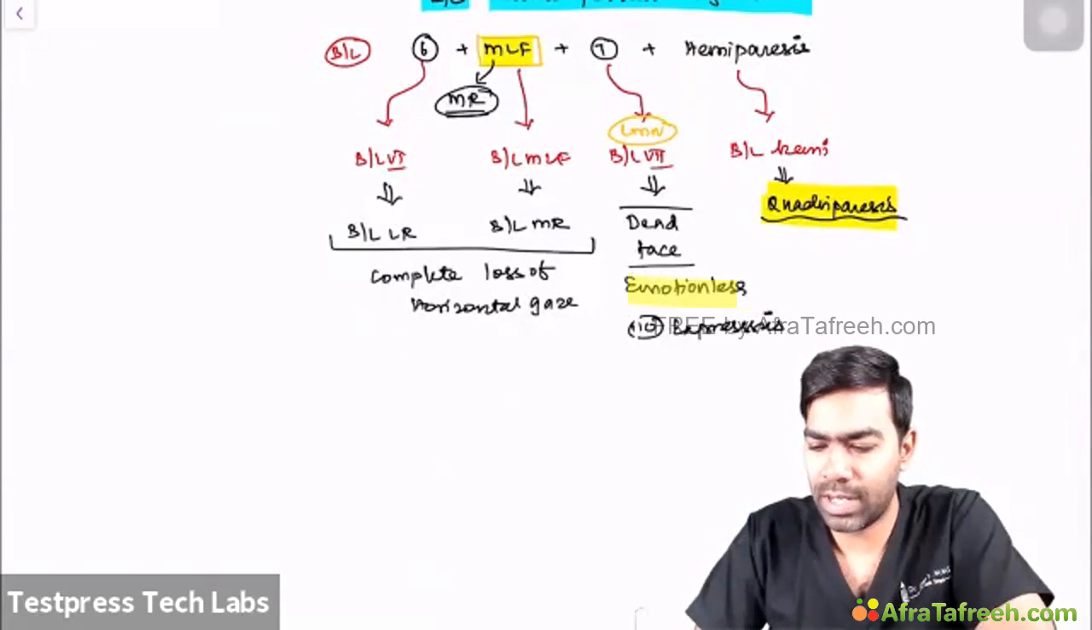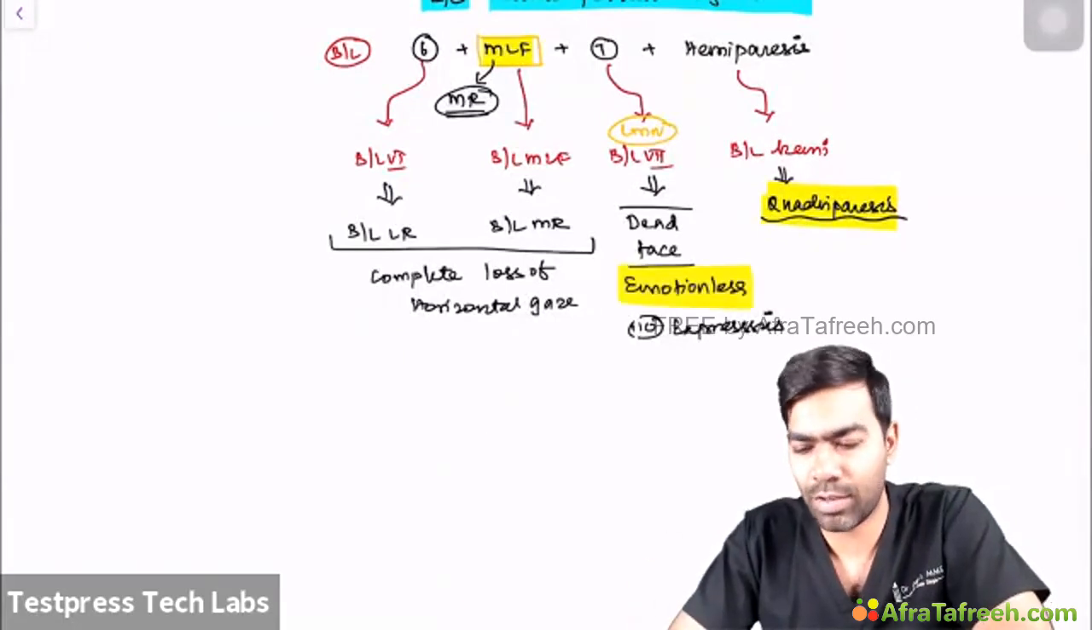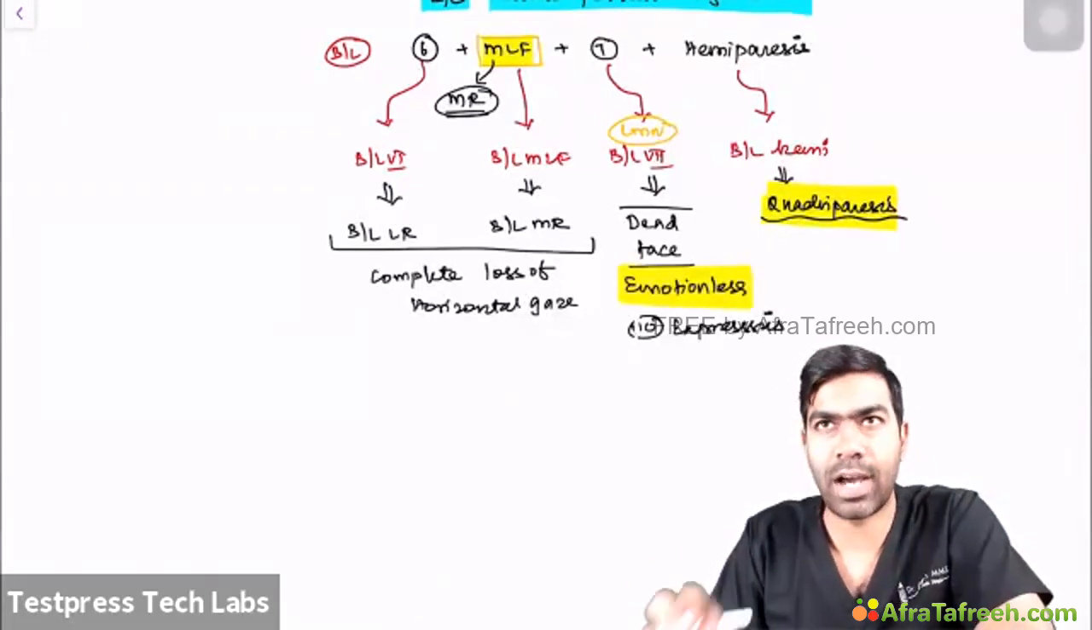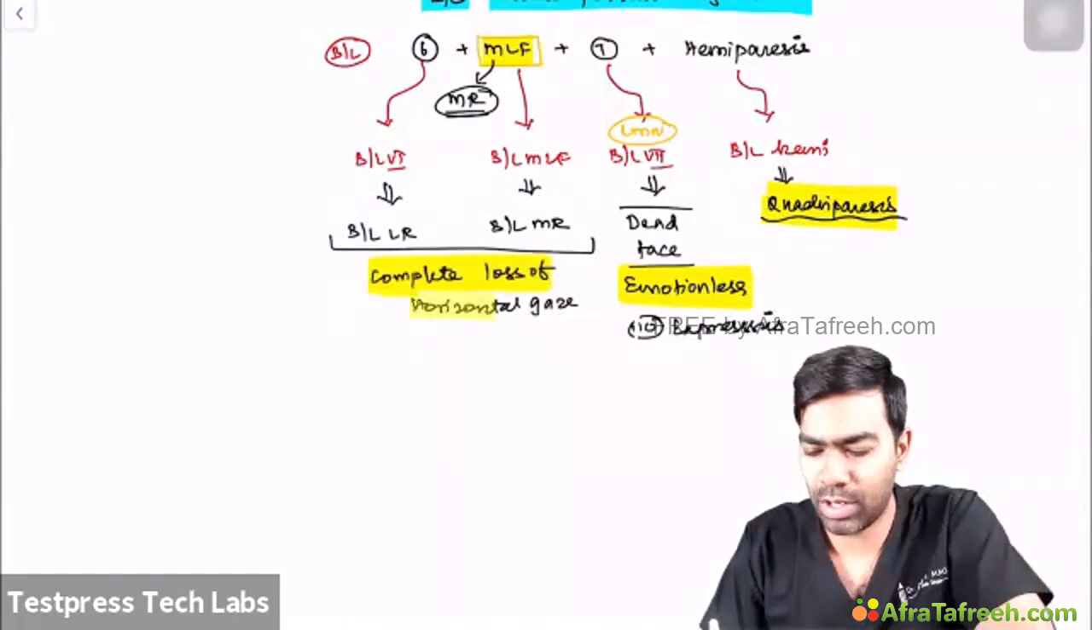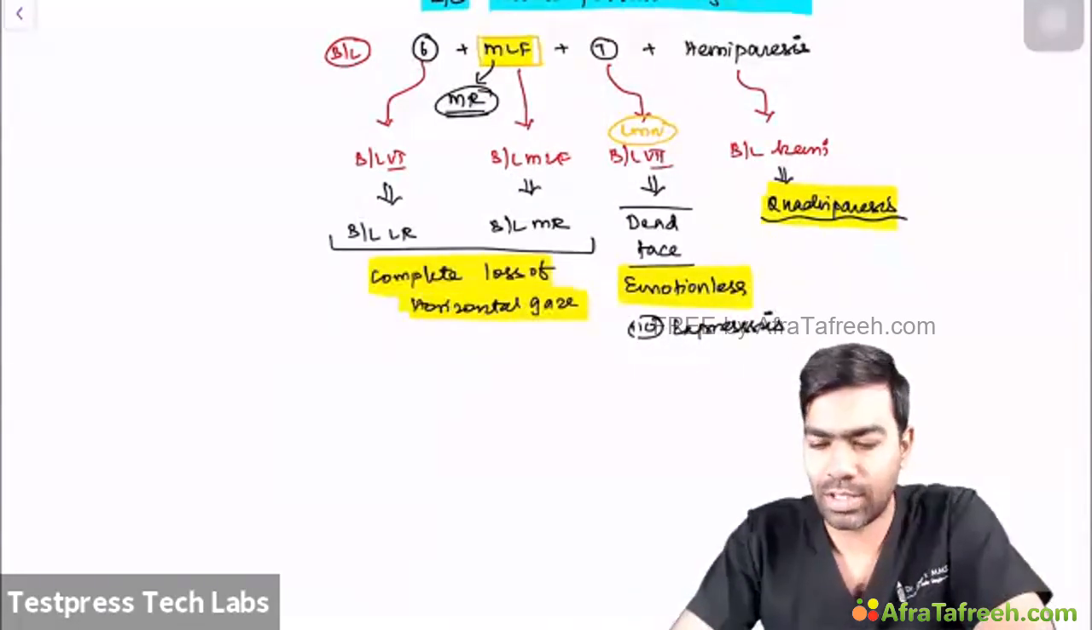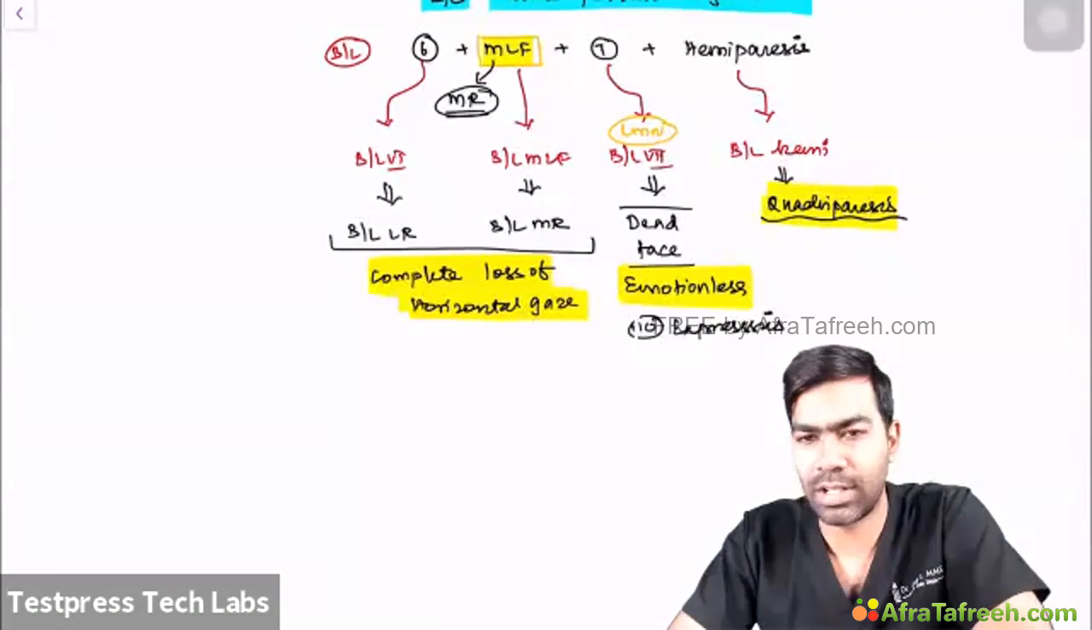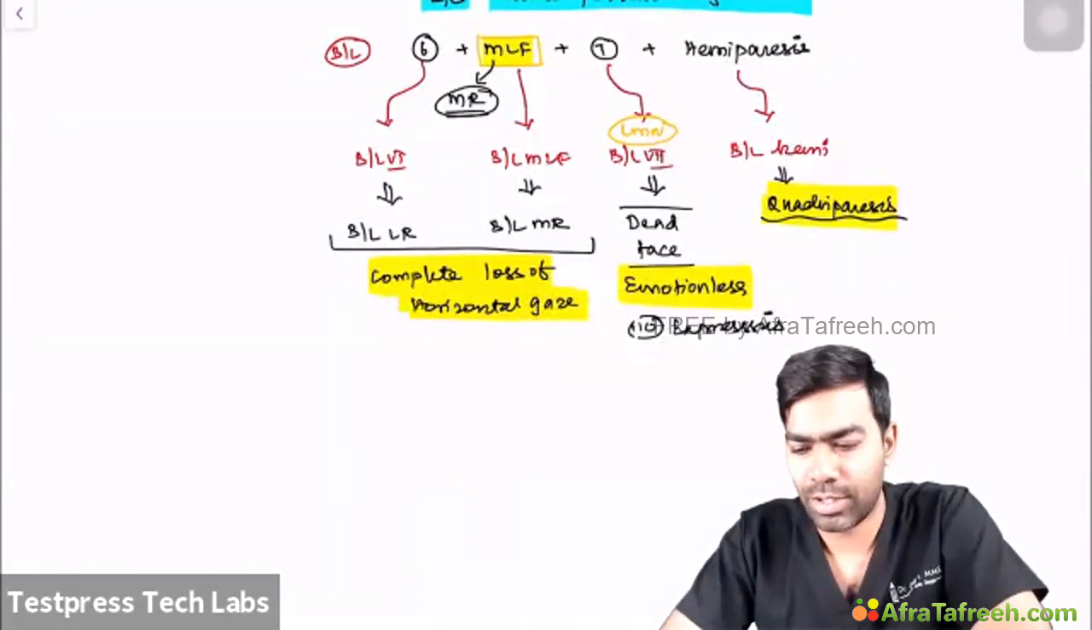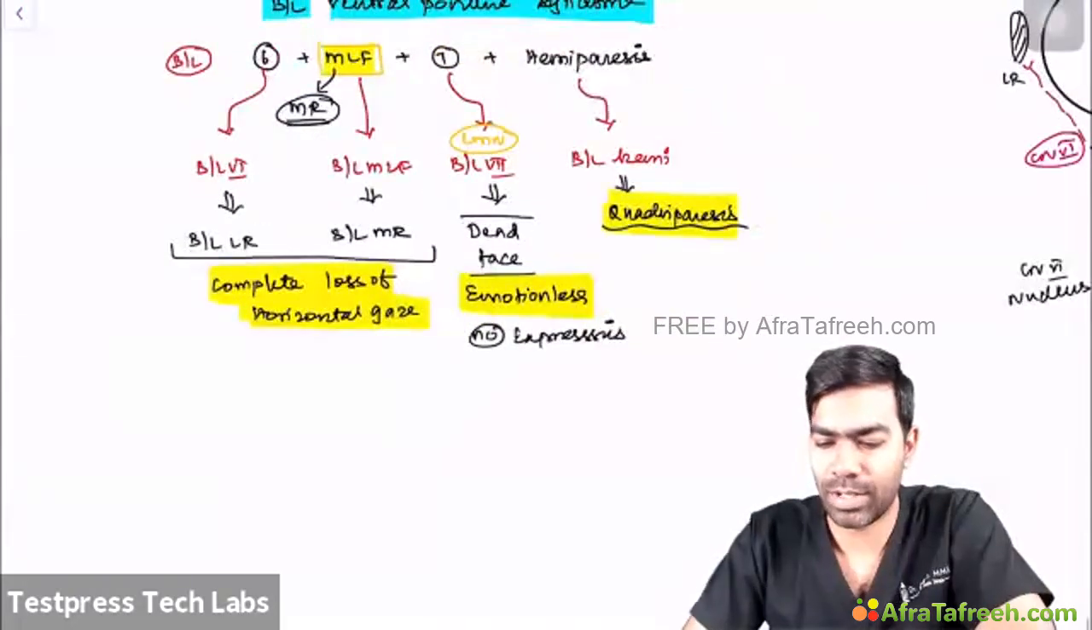He will be completely emotionless. He cannot show any kind of emotions. He will have his eyes still like this. He cannot move to any side, right or left. He will not have any kind of movement. So complete loss of horizontal gaze. So this is a sort of locked-in state, which means it looks as if the patient is dead, but he is alive. So it's a very tough scenario for the patient.